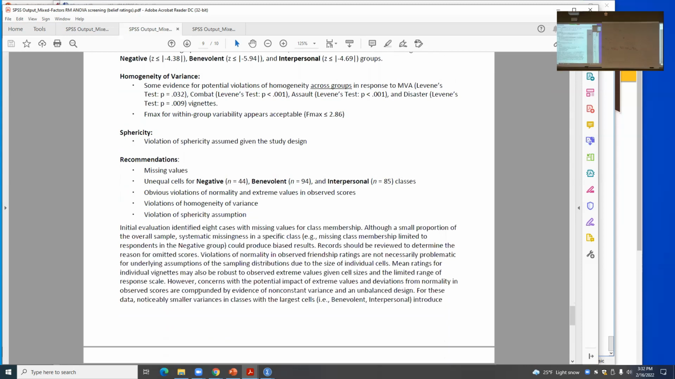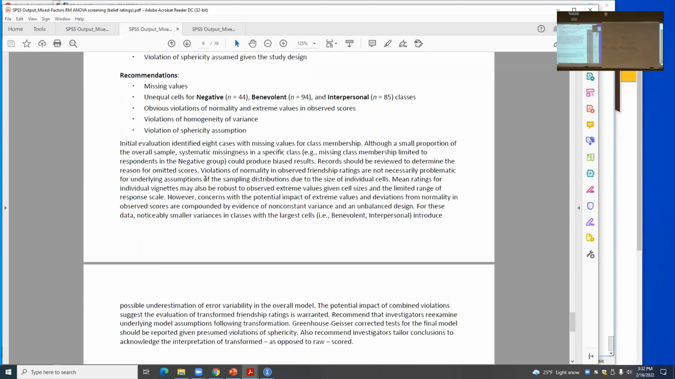So in terms of recommendations, we've got missing values, we've got unequal cells, we've got violations of normality and extreme values. We've got violations of homogeneity of variance and violations of sphericity. Okay. Are these nice ordered data? No, I've basically violated all my assumptions across all things, right? Does this mean that we're not going to proceed with any type of analyses? No, we're not going to do that, right?